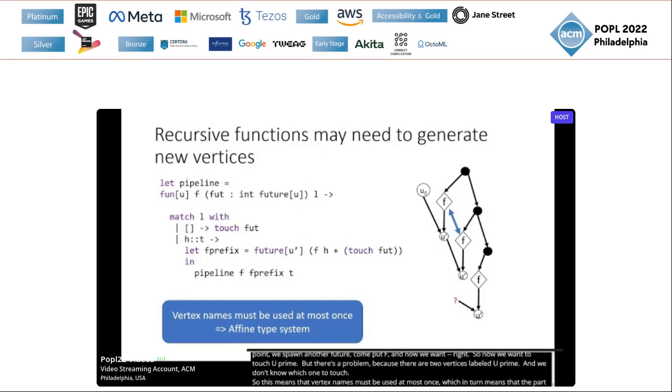It also means that in recursive functions, we'll need a way to generate new vertex names at runtime, which we'll do with this keyword new u prime. So now each time we expand the graph, we'll actually generate a new fresh vertex name. And so when we hit u3, we know that the vertex we're going to be touching is u2.